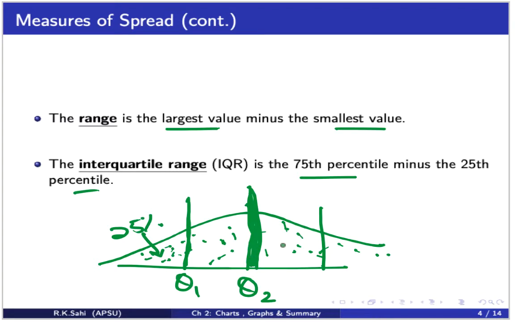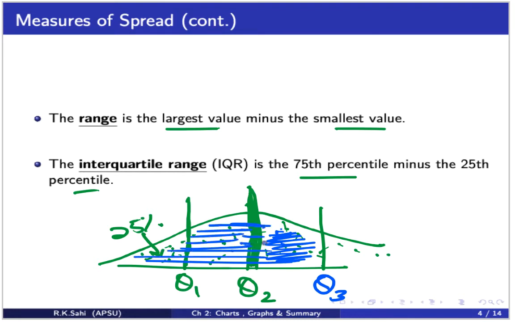And then the next line, so let me actually use colors for you guys. So this blue, this whole part, this is Q3. That means for this whole blue part, 75% of the observations are lying on the left-hand side of Q3. And the rest, this one, is 25% of the observations above Q3.